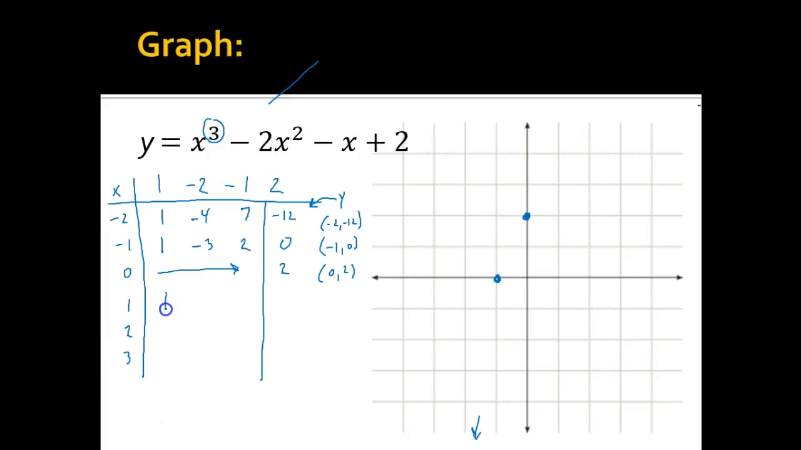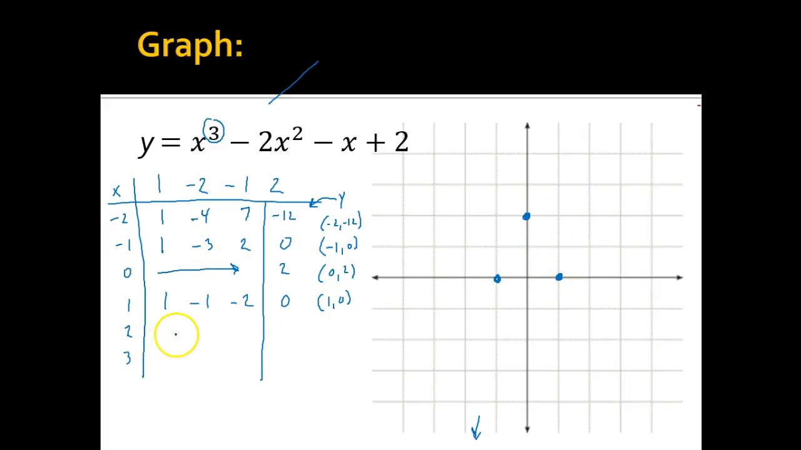Bring down the 1, times 1 is 1, minus 2 is -1, times 1 is -1, minus 1 is -2, times 1 is -2, plus 2 is 0. Oh look, we found another root. 1, 0 is our next point, right there. So it looks like it goes up, hits the y-axis at +2, and then turns around and comes back down.